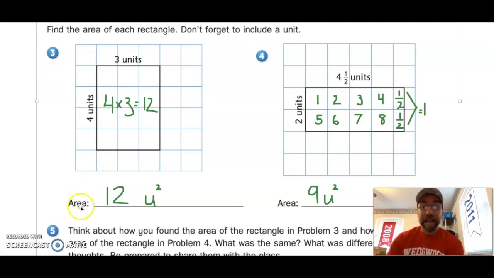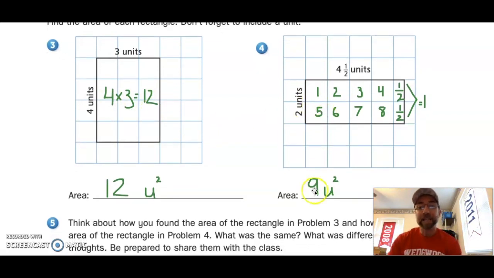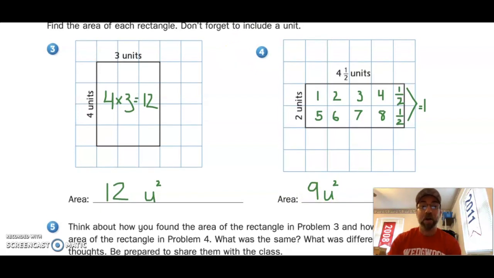For number 3, my answer is 12 units squared. And I did 4 times 3 equals 12, because that's how we find area. You could also count all of the squares on the inside of the border. For number 4, my answer was 9 units squared. I had 1, 2, 3, 4, 5, 6, 7, 8 full squares. And then each of these partial squares was worth 1/2. I knew that because the length was 4 and then 1/2 more. So 1/2 plus 1/2 equals 1 whole. My 8 that I had plus 1 more equals 9 units squared. Awesome job.